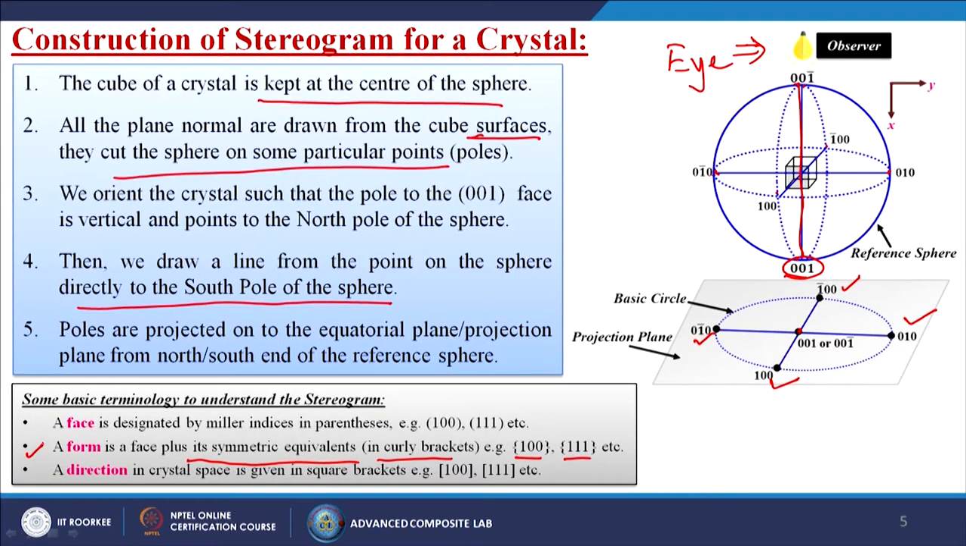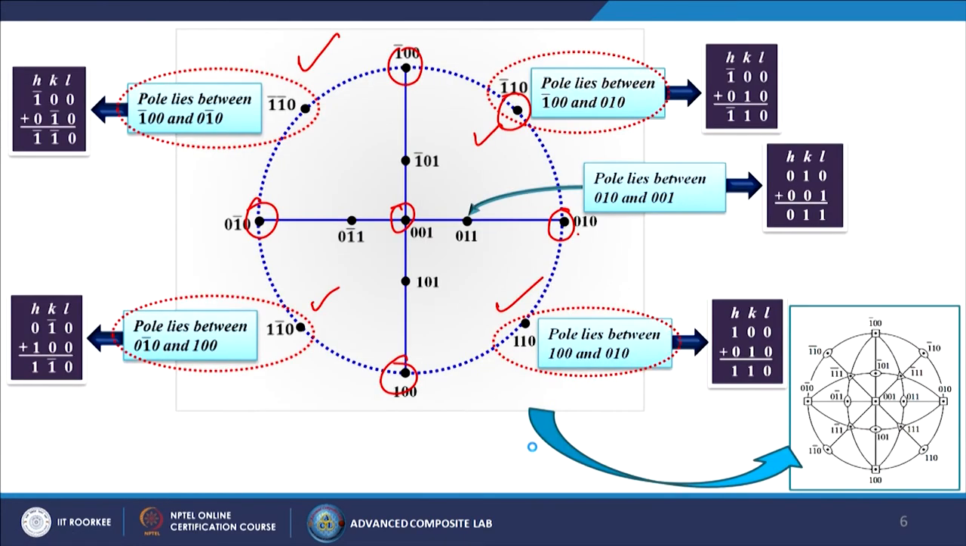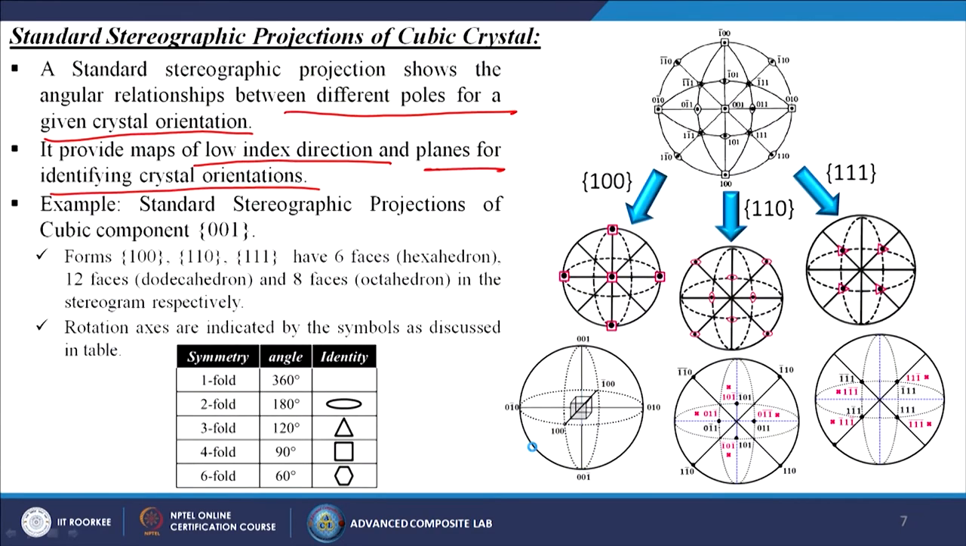Here we are talking about the form, so you can see that it is in curly brackets. In this particular case, we are giving the forms {100}, {110} and {111}, which have 6 faces for {100}, which is the hexahedron, for {110} it is the dodecahedron and for {111} it is the octahedron, in the stereogram respectively.